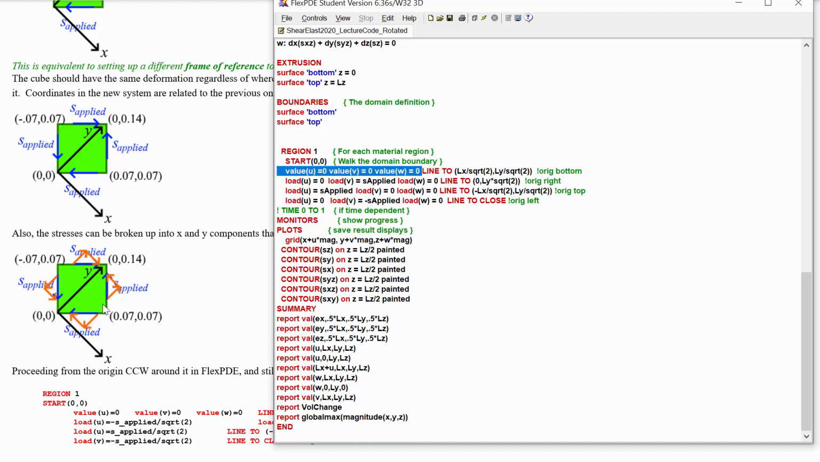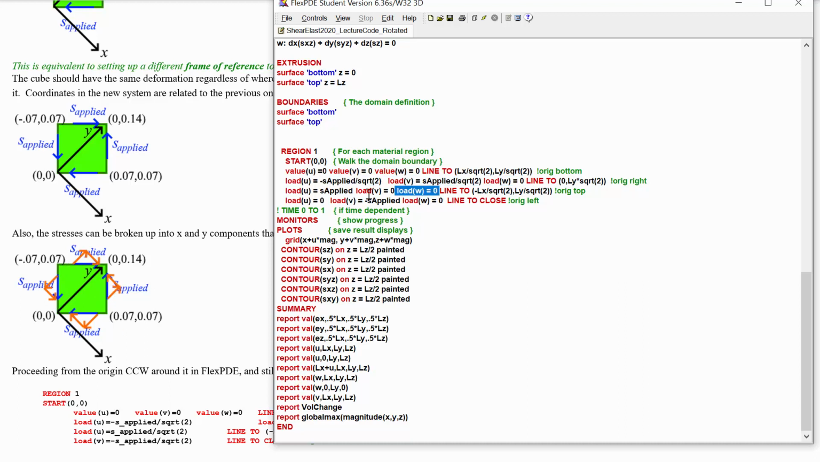But on this right side, we need to put a stress in the positive Y direction of not S applied, but S applied over square root 2, and then in the negative X direction of S applied over square root 2, but negative. So again, negative X direction. Now on the original top surface, we're going to have something like this on all of the surfaces, right? Because they're going to be 1 over root 2 components in X and Y.